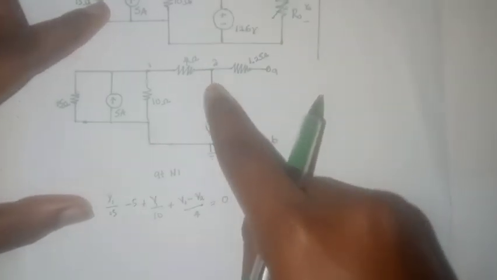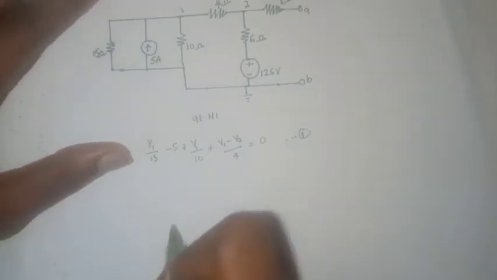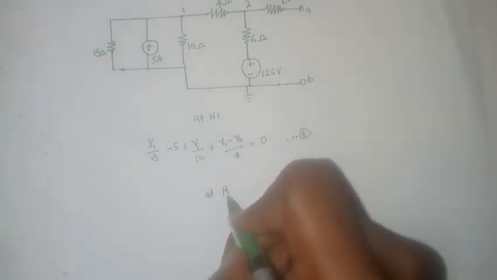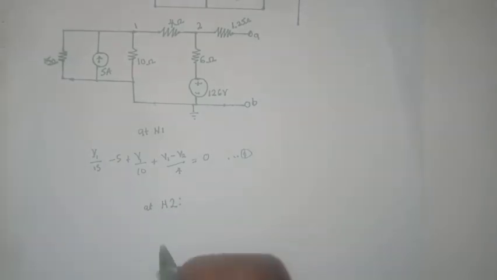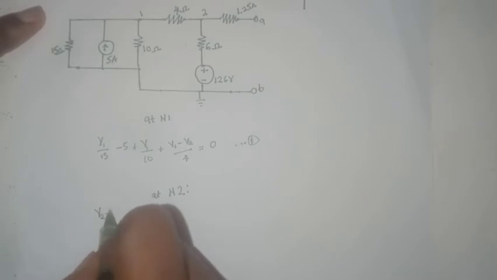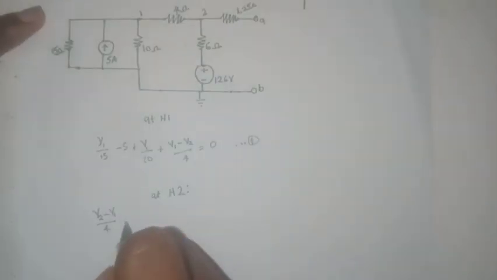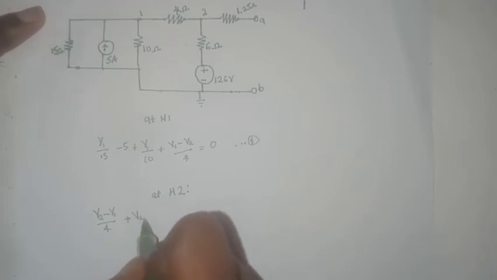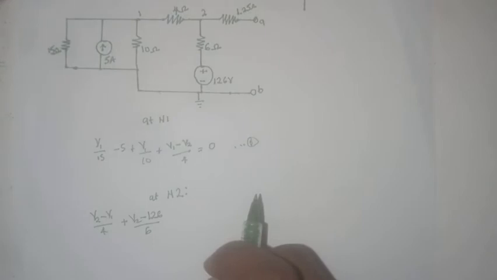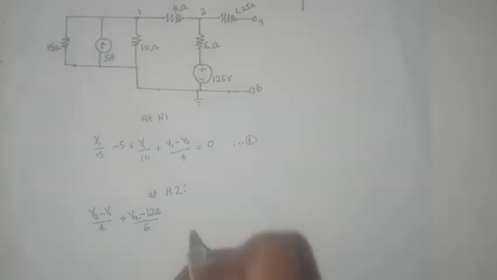Then at node 2, we can write another KCL equation. We have V2 minus V1 divided by 4 plus V2 minus 126 divided by 6 plus V2 minus 126 divided by 6. I think that's all we have at that node. All equals 0.